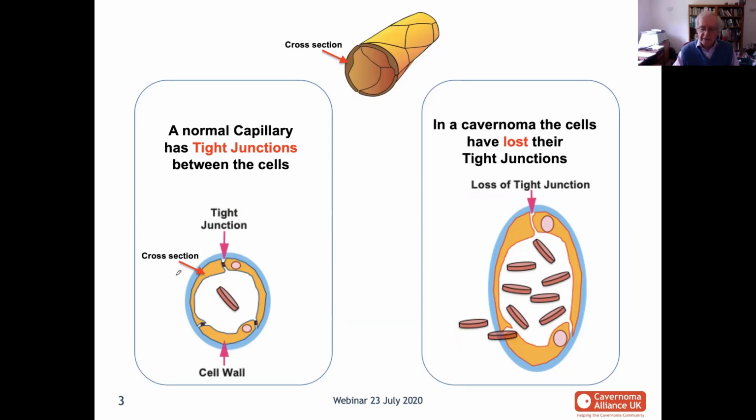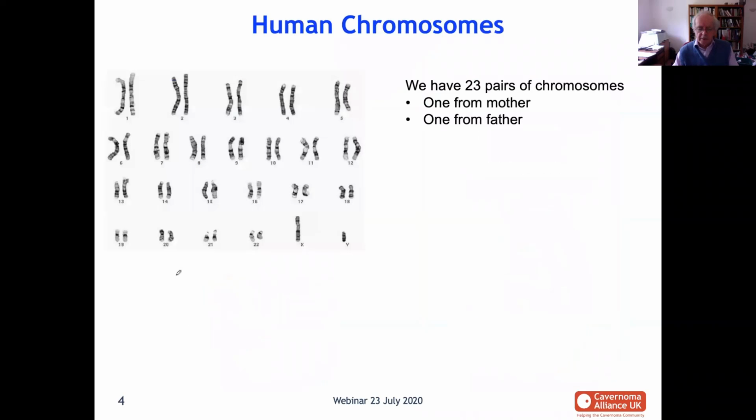So we get on to genetics now, and I'm going to start with human chromosomes. We have 23 pairs of chromosomes. You get one from your mother and one from your father. And this shows the 23 pairs of chromosomes. Well, it shows 22 pairs of chromosomes down to here. And then there's an X and a Y. You get an X from your mother and an X or a Y from your father. So that forms the 23rd chromosome.